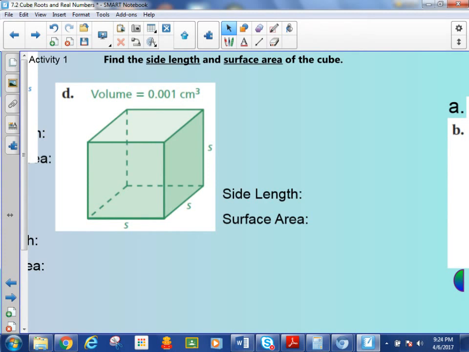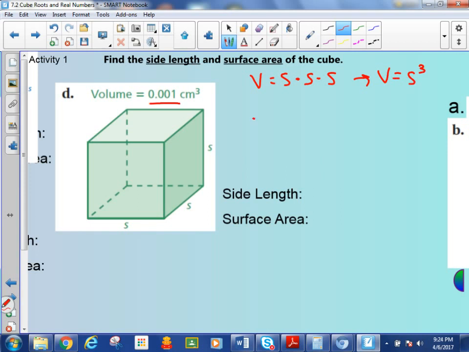Okay, so our volume, remember our volume is going to be our side times our side times our side. So our volume equals S to the third power. So they're telling us the volume is 0.001 equals S to the third power. So to get rid of this third power, we have to do the third root. So we need to find what number times itself 3 times is going to give us 0.001.